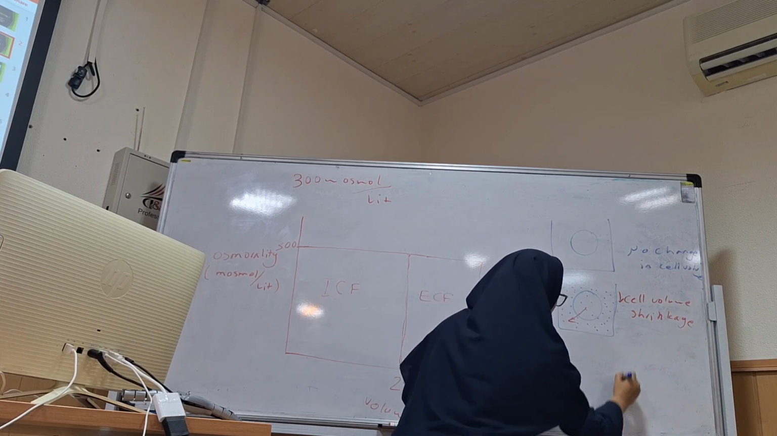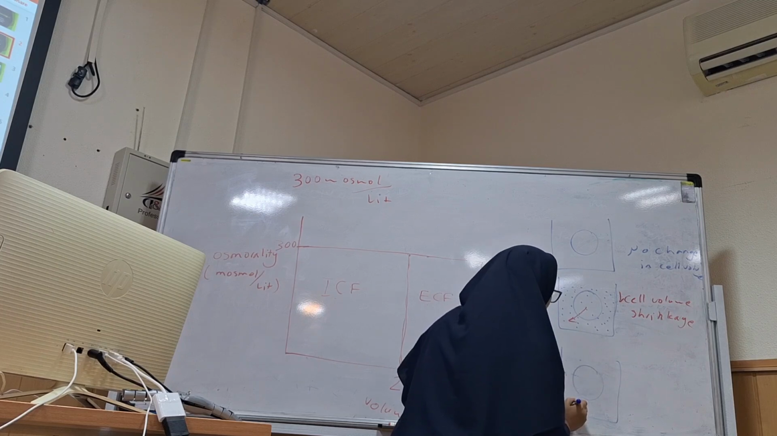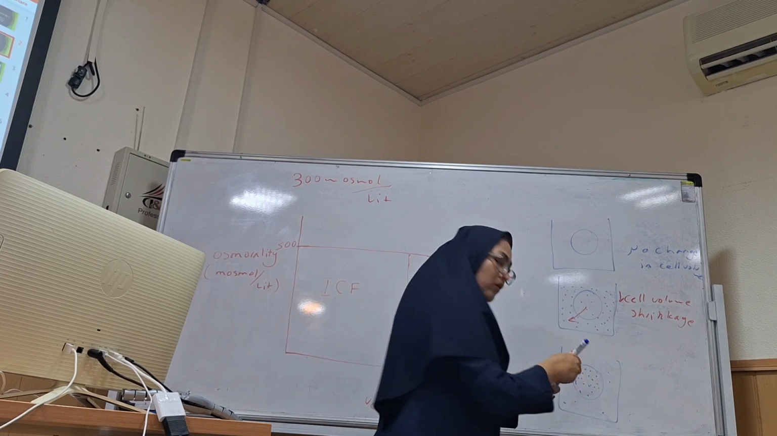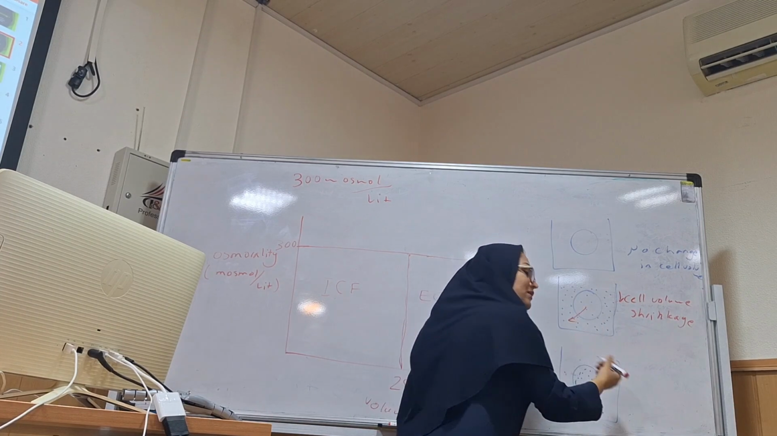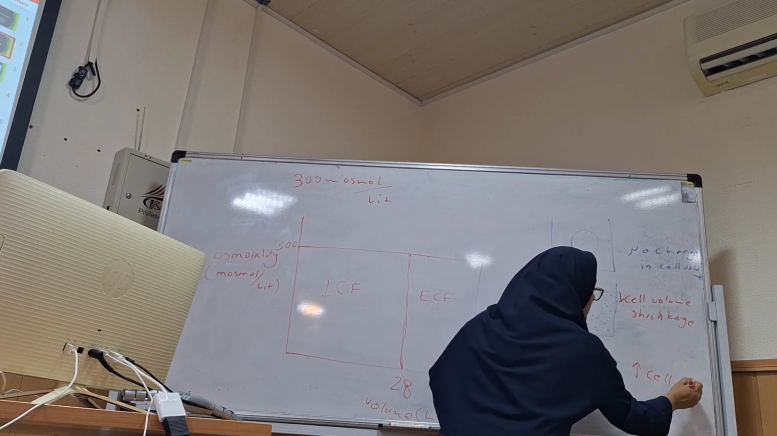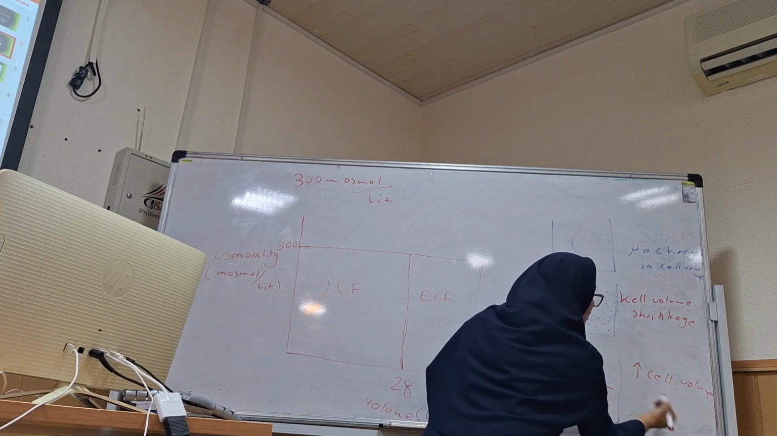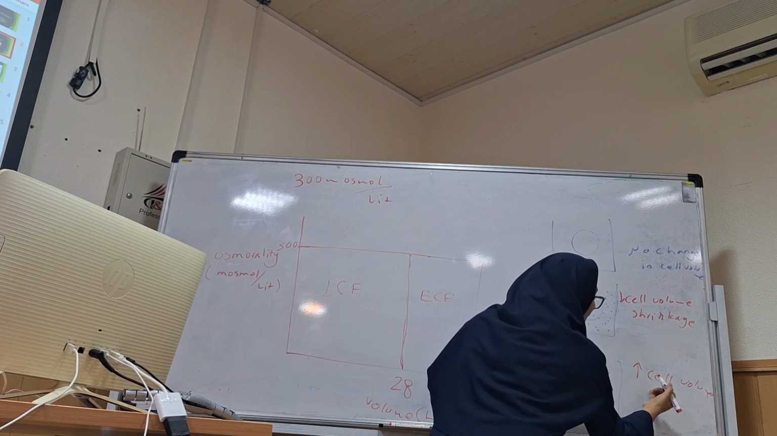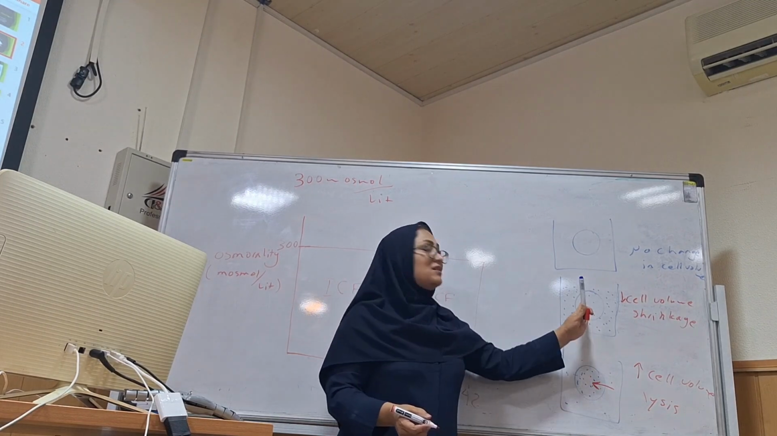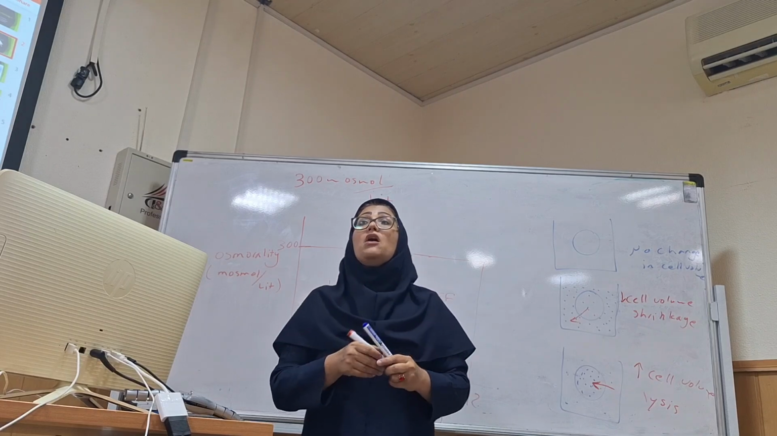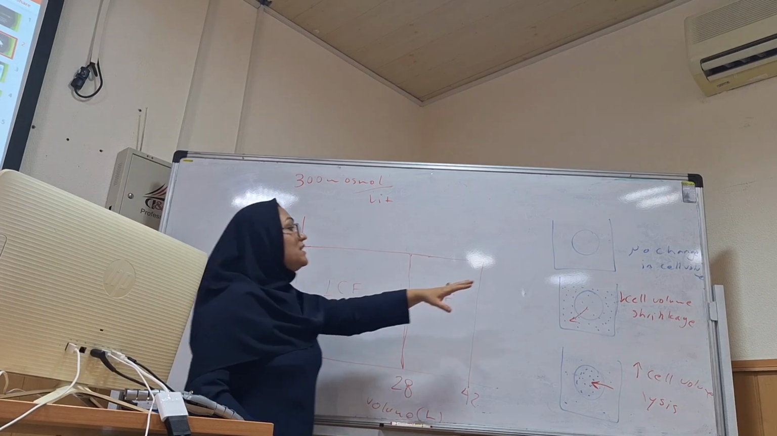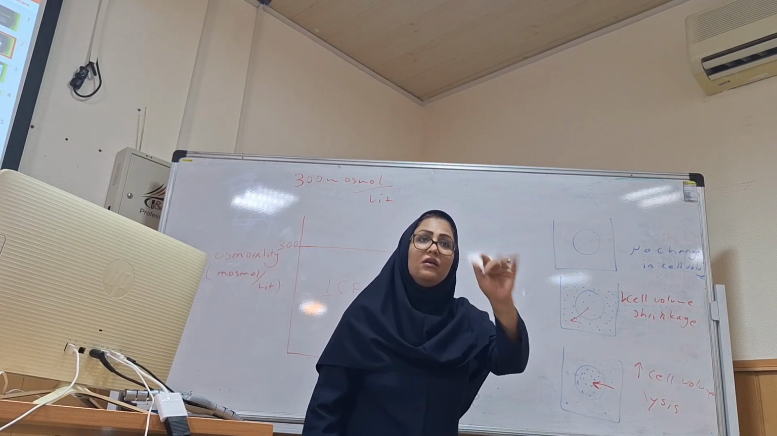Now suppose that the solution is hypotonic. Water goes inside the cell. Cell volume increases, and it may lead to cell swelling and cell lysis, or rupture. It is very dangerous, and this state is dangerous for our body. We want the solution to be isotonic with the ECF.